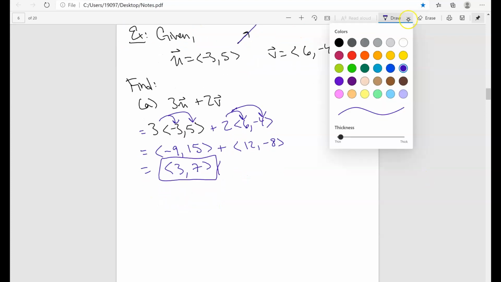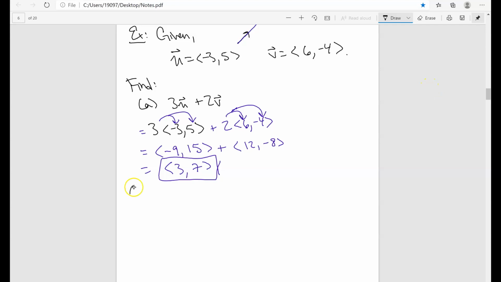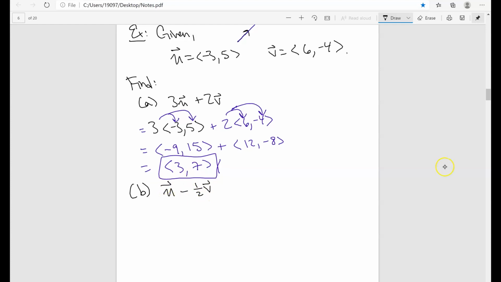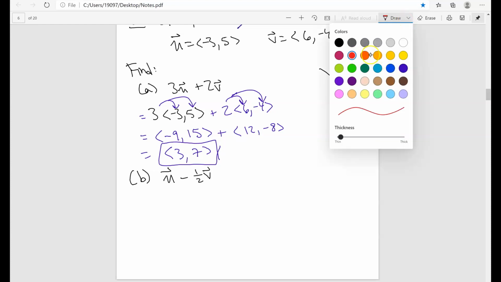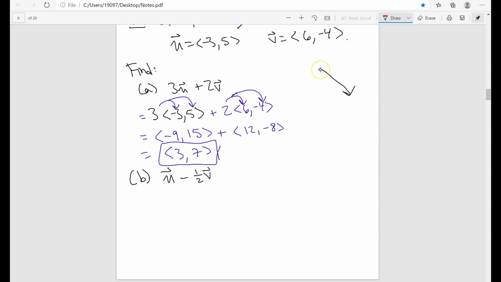Let's say we have part B now. In part B, what we want to do is take u minus 1/2 v. So basically here, what you're doing with the vector v is, this is vector v. Well, it wouldn't look like that. It would actually go downward. So if you want to have this vector, then what's going to happen is you're going to take this and make it half of its size.